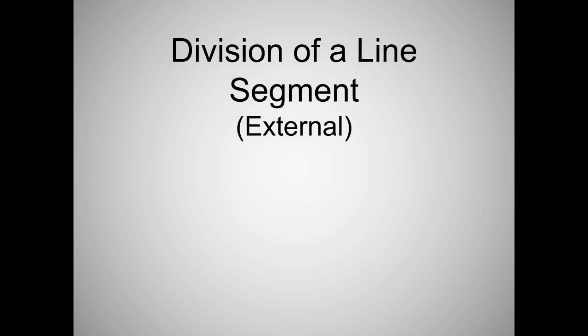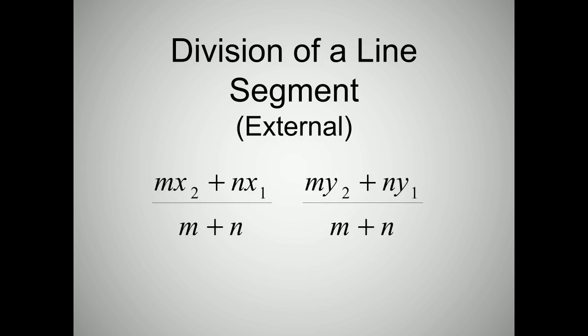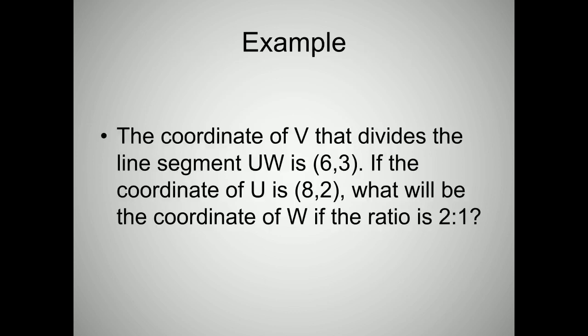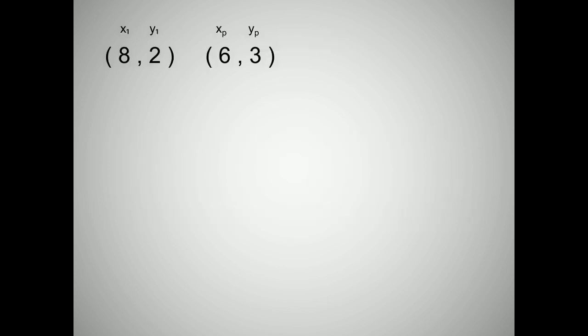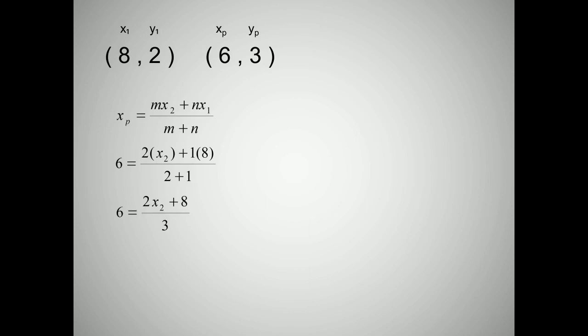The external division of a line segment. The formula will be the same. Example. The coordinate of V that divides the line segment UW is 6, 3. If the coordinate of U is 8, 2, what will be the coordinate of W if the ratio is 2:1? We will use the formula and substitute the values. So it will be 6 equals 2 times x sub 2 plus 1 times 8 over 2 plus 1. And it will be 6 equals 2x sub 2 plus 8 over 3.